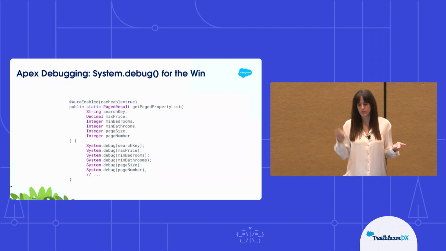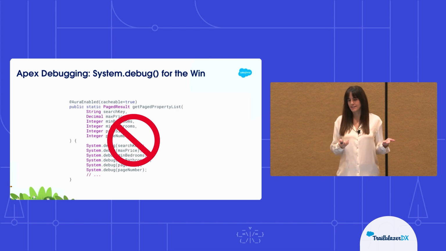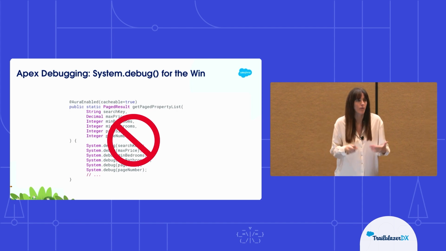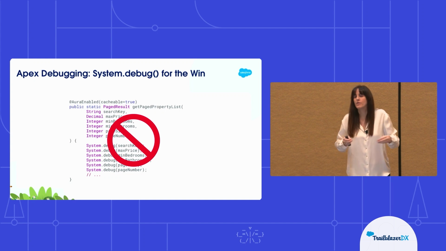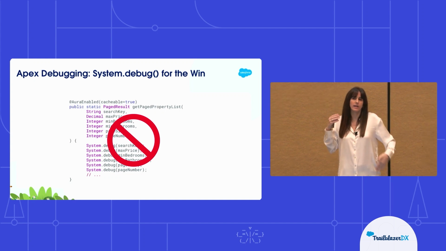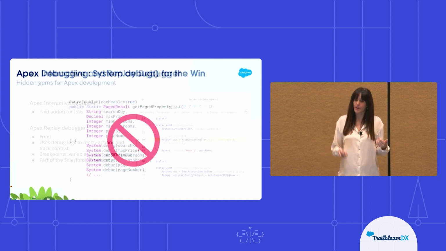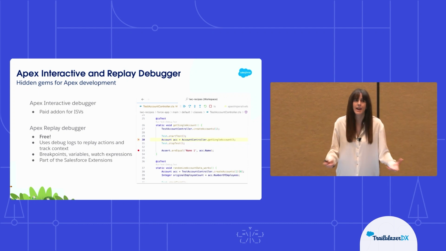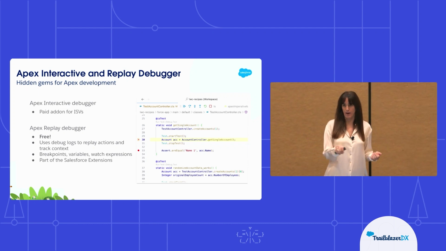So talking about debugging, system debug. This is not anymore the most effective way of debugging. System debug is great for specific use cases, but if you want to do general debugging of your production code or your test code, there is something else that you can use, which is much more effective and fun to use, which is the Apex Replay Debugger.